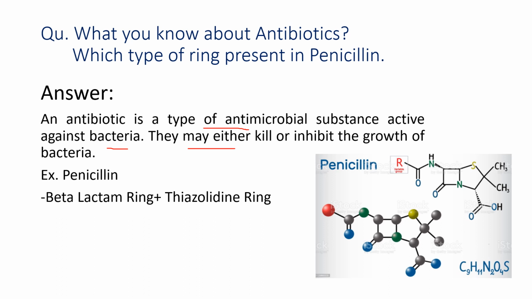Immediately he asked again, which type of ring is present in penicillin? Beta-lactam ring and thiazolidine ring system are present in penicillin. Basically these two rings are joined to each other, and one amino linked side chain is joined to the beta-lactam ring. So two rings are present in penicillin. One is a beta-lactam ring, and the second is a thiazolidine ring.